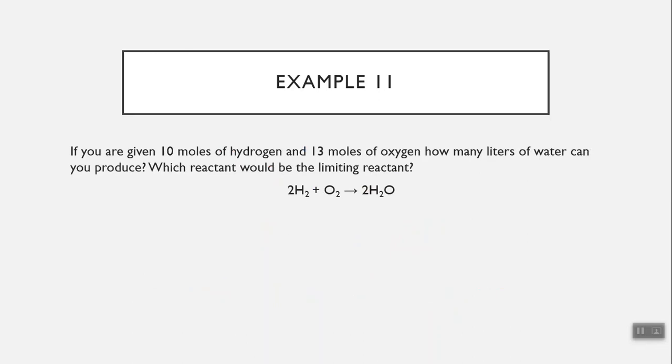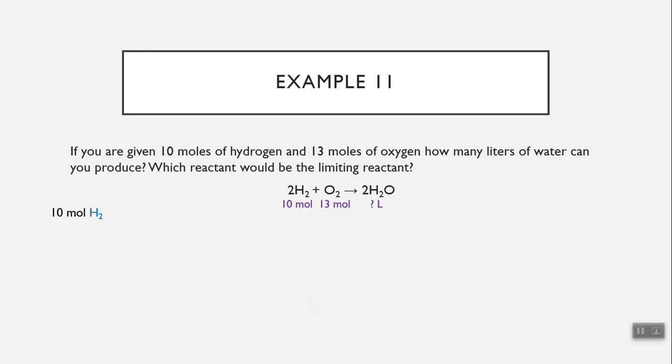Let's take a look at our last example, and our last example is a limiting reactant problem. Just to practice it, okay, and go over it again. So here we're given 10 moles of hydrogen and 13 moles of oxygen. It wants to know how many liters of water it can produce. Which reactant would be the limiting reactant? Okay, so remember, this is the type of problem where you've got to set up twice, right?